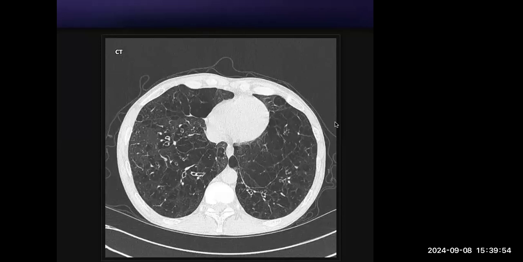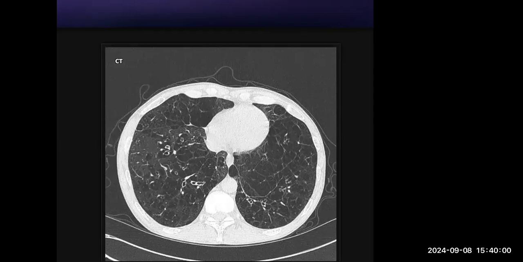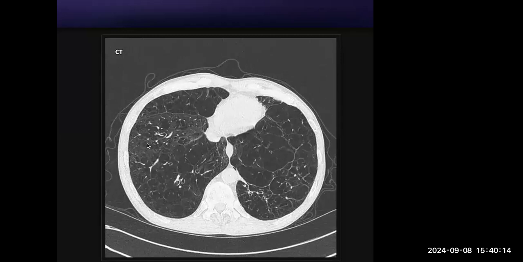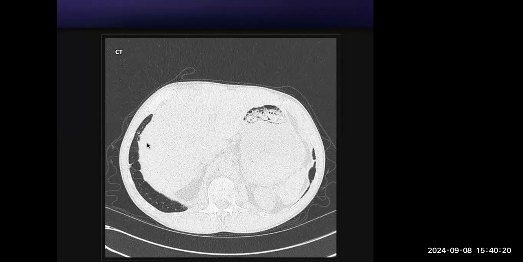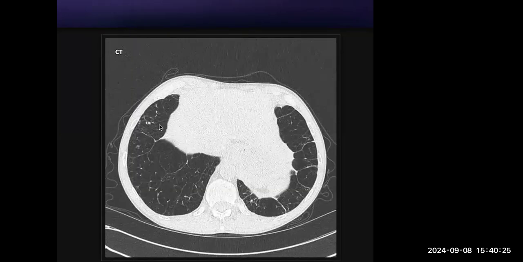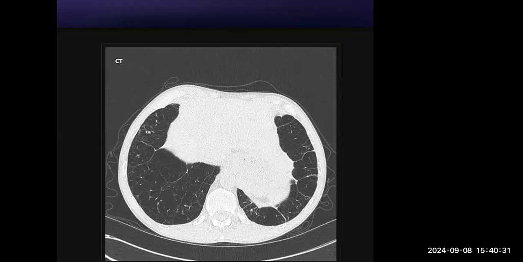Sir, I can scroll for you. Can you leave the mouse once? Yeah, I left the mouse. I think there is a delay in the image scroll, sir.